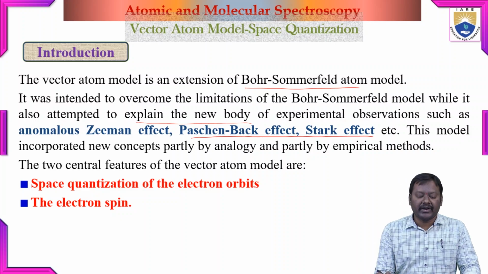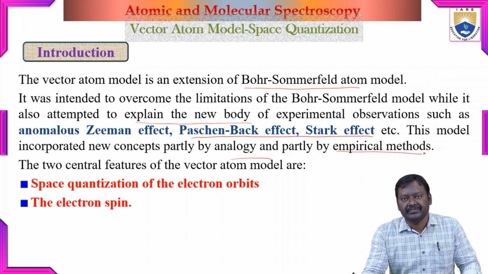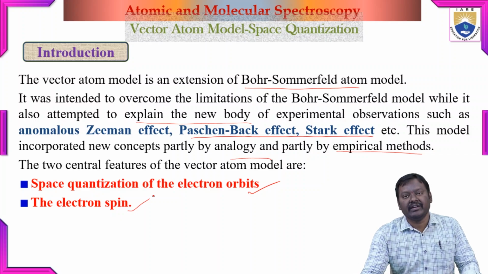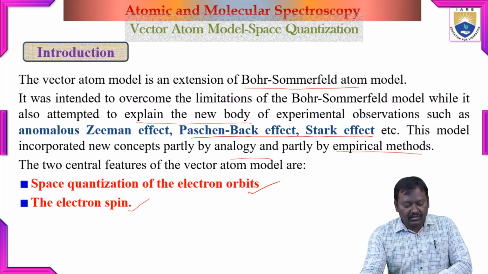This model incorporated new concepts partly by analogy and others by empirical methods. The two central features of the vector atom model are space quantization of the electron orbits and the electron spin. These two are very important for the central idea of the vector atom model. It tried to explain experimental observations such as the anomalous Zeeman effect, Stark effect, and Paschen-Back effect, in order to understand the structure of the atom. All this happened in the 20th century, around 1915 or 1916. In this lecture, we look particularly at the space quantization of the electron orbits.